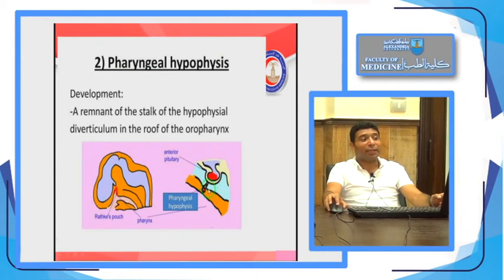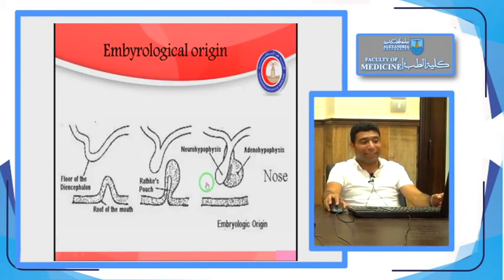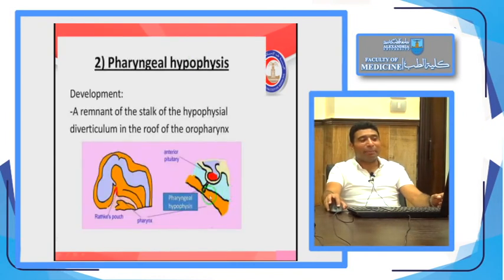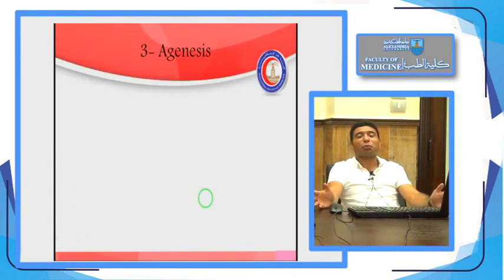Pharyngeal hypophysis occurs because the pituitary gland here failed to ascend. This Rathke's pouch stalk didn't ascend to the pituitary gland. So this pharyngeal hypophysis can be removed accidentally during adenoidectomy or any operation here for the oropharynx. The last one is agenesis. No somatic ectoderm, no neuroectoderm, no anterior pituitary, no posterior pituitary. And here we have what's called panhypopituitarism.